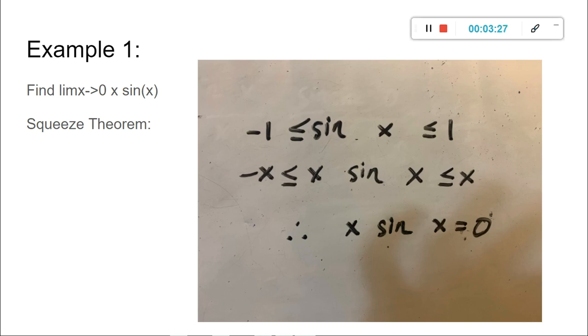Because it is hard to understand x sin x, we first get the sin x bounds. And after that, we multiply all 3 parts by x. So we know that since x approaches 0, this is 0 and this is also 0. So we know this is going to be 0.